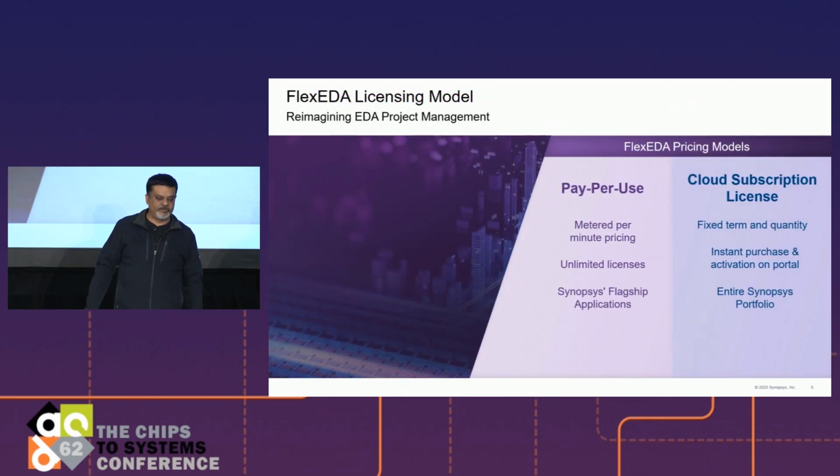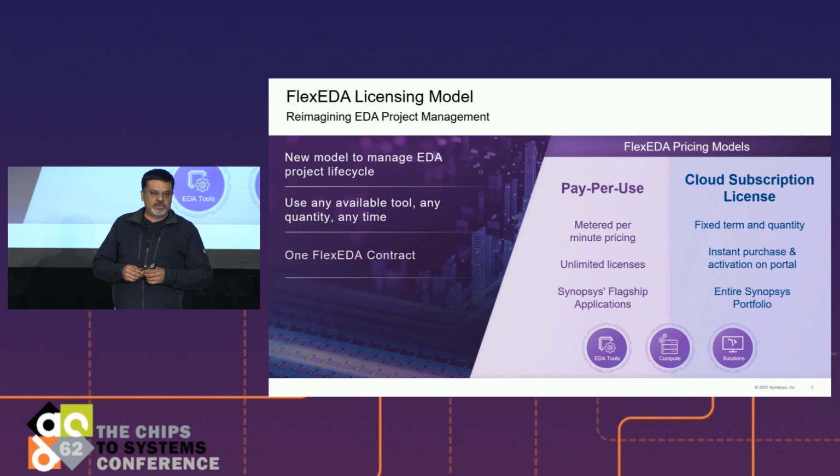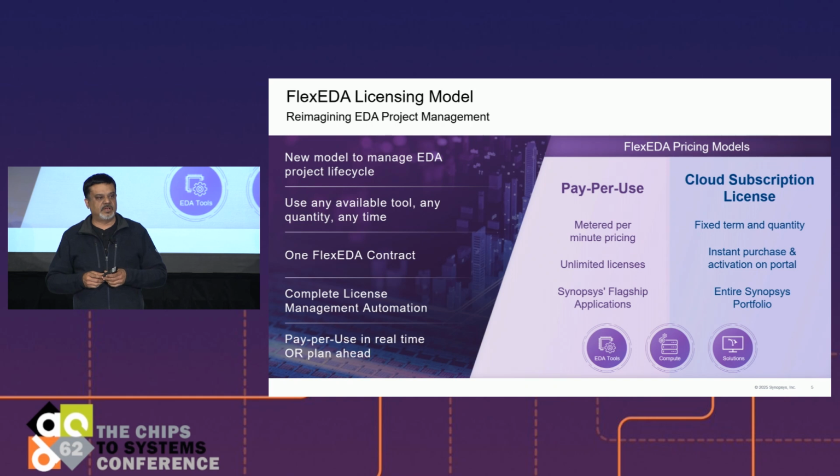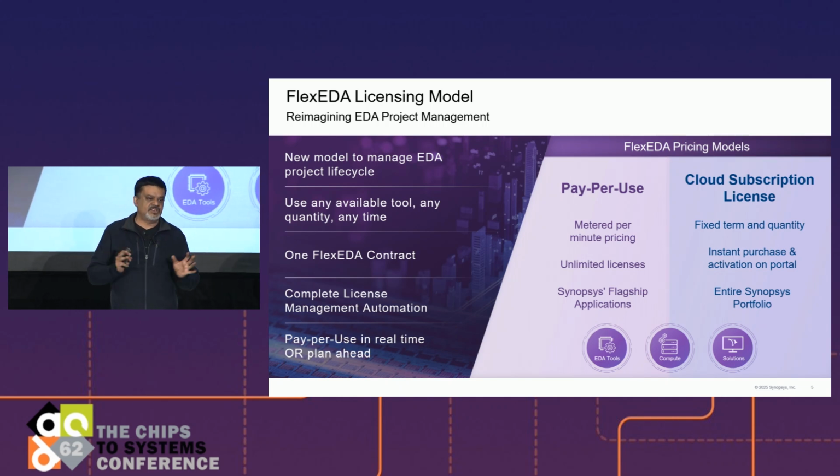Okay, coming back to Flex EDA. So essentially, there are two models on this platform. You sign a contract with us, and what you buy from us is what we call Synopsys Cloud Credits. And you have a certain budget of those credits. Now you can decide at the time that you need to, do you want to buy prepaid licenses, which is what we call the cloud subscription license, which is like a traditional EDA license.